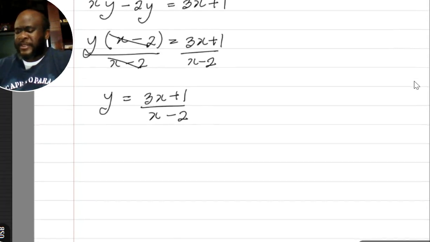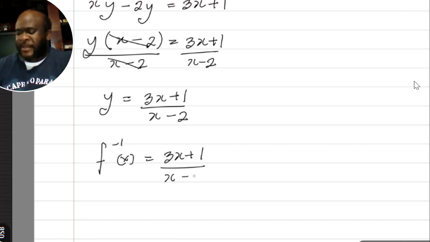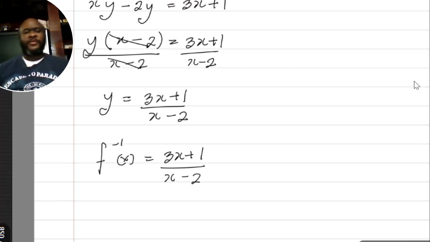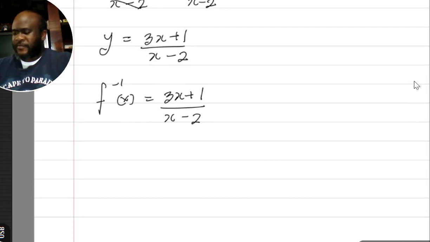And step 3 says make y the subject. And then the last step would be to say f inverse of x is equal to 3x plus 1 over x minus 2. All right, so these are the steps that we learned from CSEC. Let's have a look at another question.